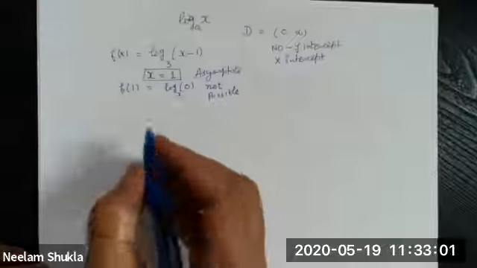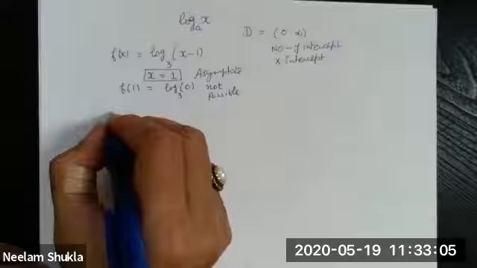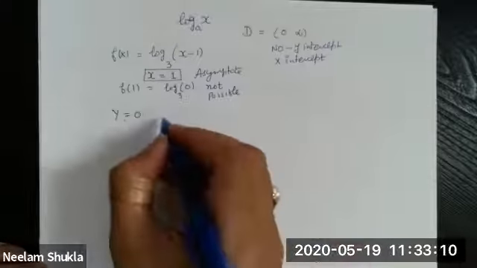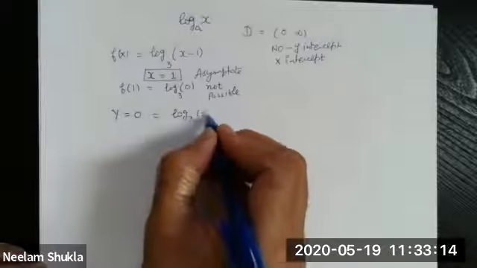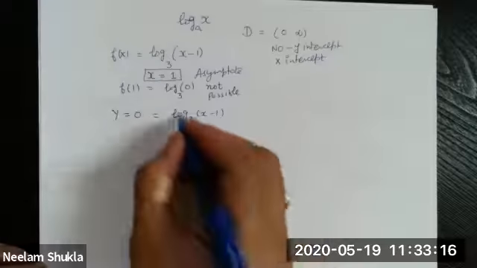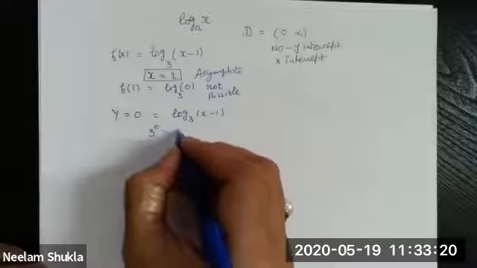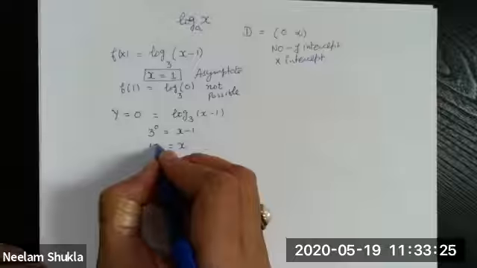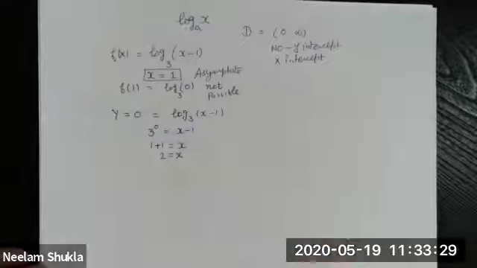Whereas if we try to find the x-intercept, for that you have to substitute y equal to 0. The value of the function becomes 0. Now, if you apply the exponential definition, that gives you 3 raised to power 0 is equal to x minus 1, x equal to 1 plus 1, the value 2. At x equal to 2, you have the x-intercept.